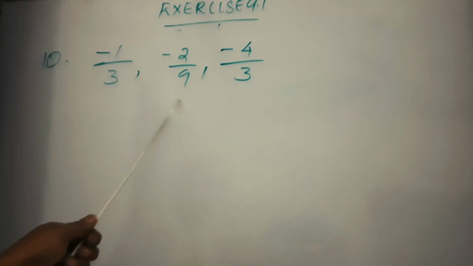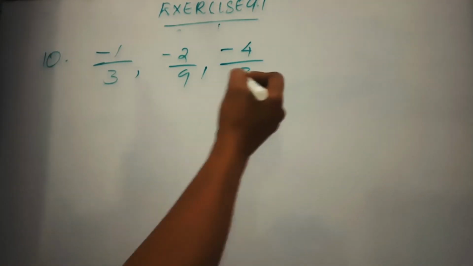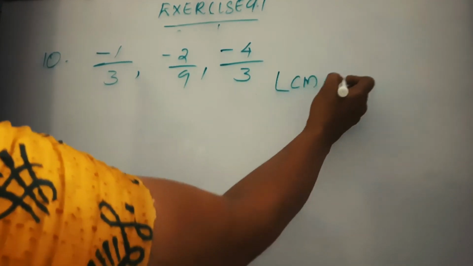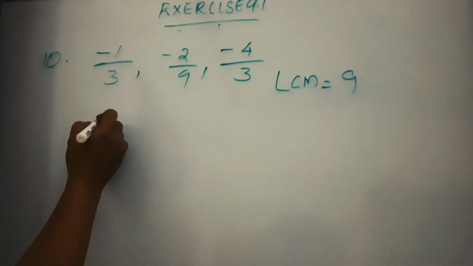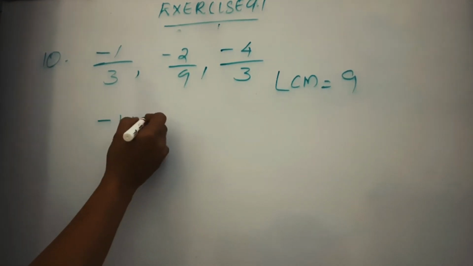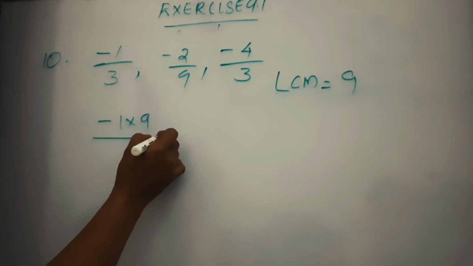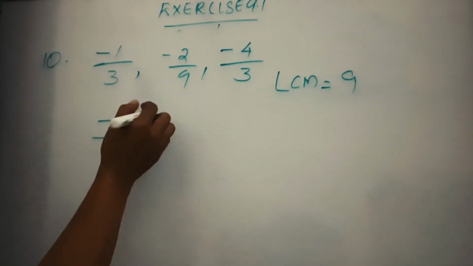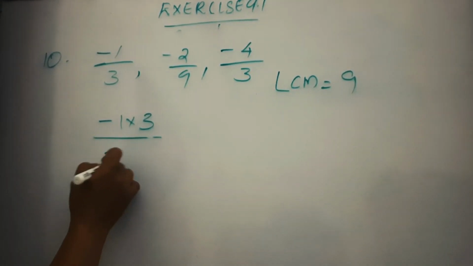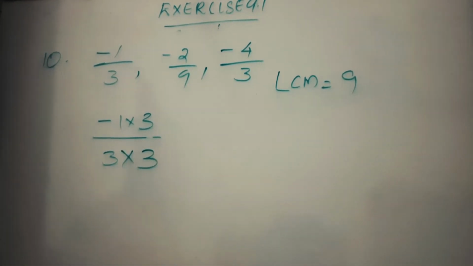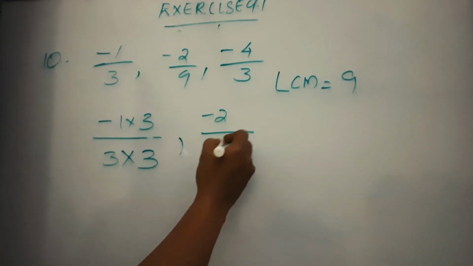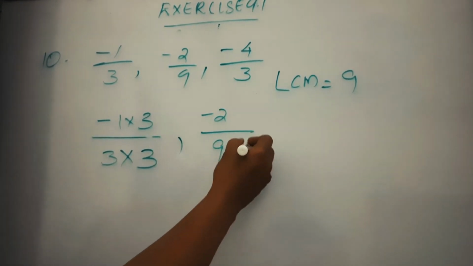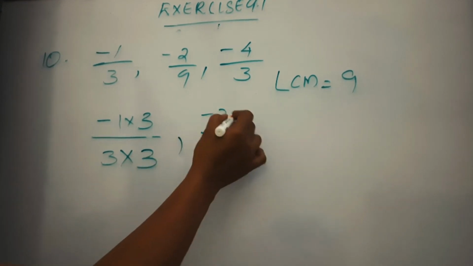Here we have to find out the LCM. So here the LCM is equal to 9. Least common multiple is 9. So let's make the denominators 9. For that you have to multiply this denominator with the 3. When you multiply 3 with 3 you get 9. So the other one will become negative 2 by 9. 9 is already 9, so you have to multiply only 1 with that.